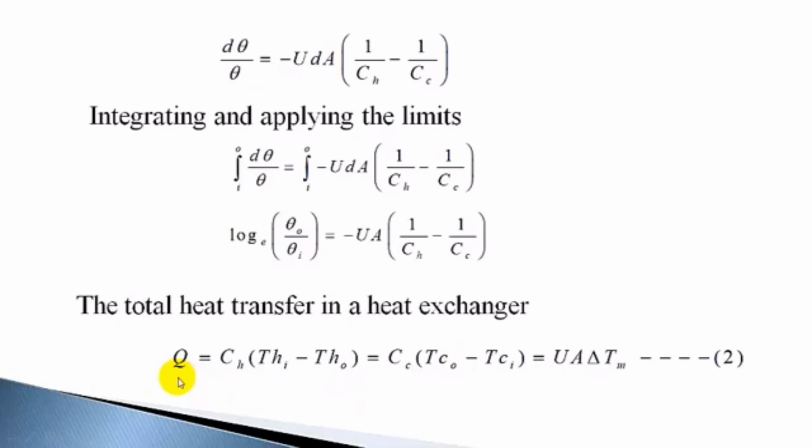Earlier we discussed the differential quantity of heat lost in the differential element. Now this is the total heat transfer in the entire length of the heat exchanger, which is also equal to UA into the mean temperature difference, or log mean temperature difference. Now you can get 1/Ch from this: 1/Ch is (Thi minus Th0) by Q. So you can replace 1/Ch, and also 1/Cc from this Q equation. You can write 1/Cc as (Tc0 minus Tci) by Q, and 1/Ch as (Thi minus Th0) by Q.